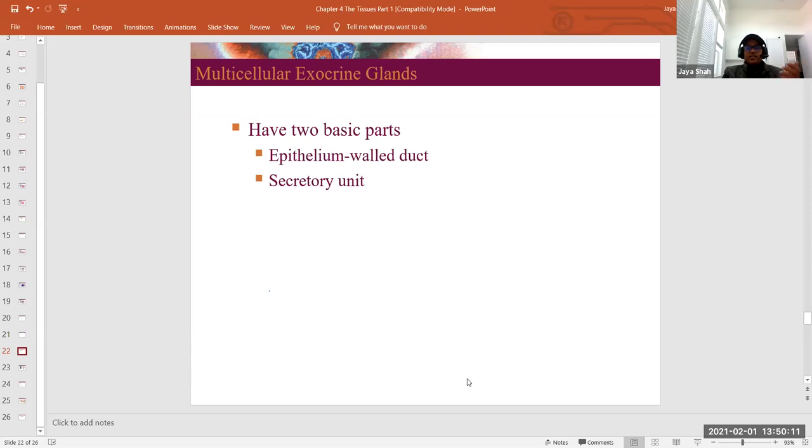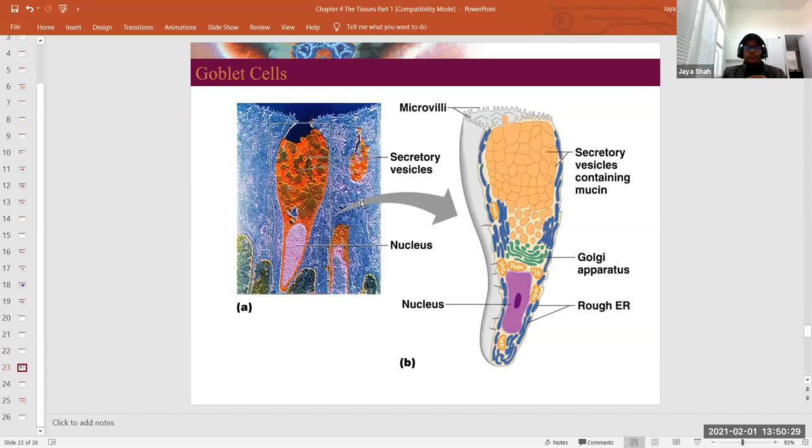Multicellular exocrine glands: there are several glands in the body which are multicellular. What do you mean by multicellular? They are made up of more cells. And in multicellular glands, they have a duct and a secretory unit. So they have two basic parts, the epithelial wall duct and the secretory unit. Here you go. So this is a one-cell gland. This is the goblet cell, so this is a unicellular gland. You see here, this is the nucleus, Golgi apparatus. They are making mucus and the mucus comes outside.